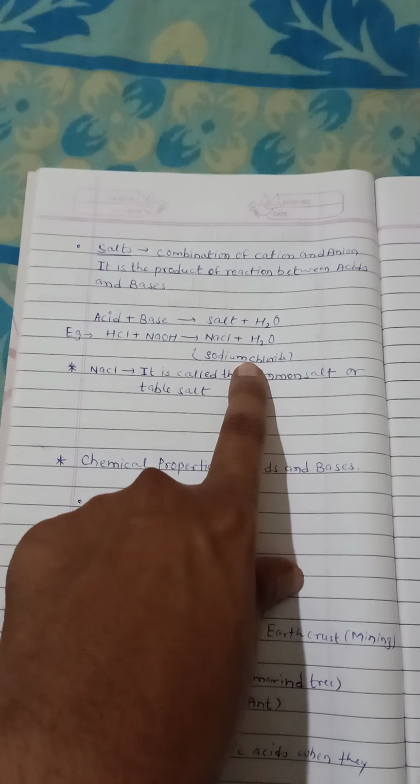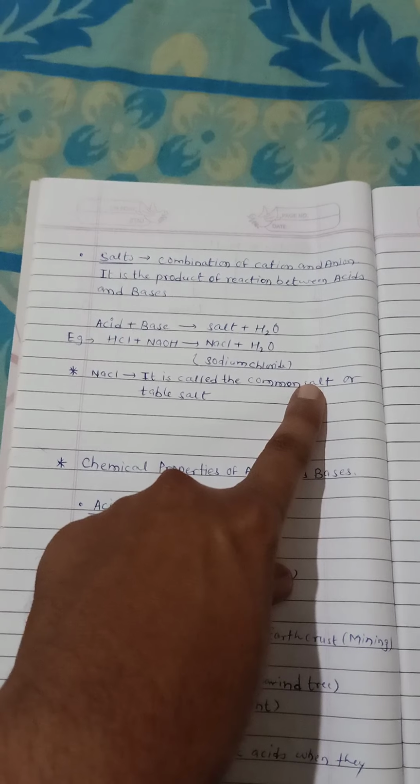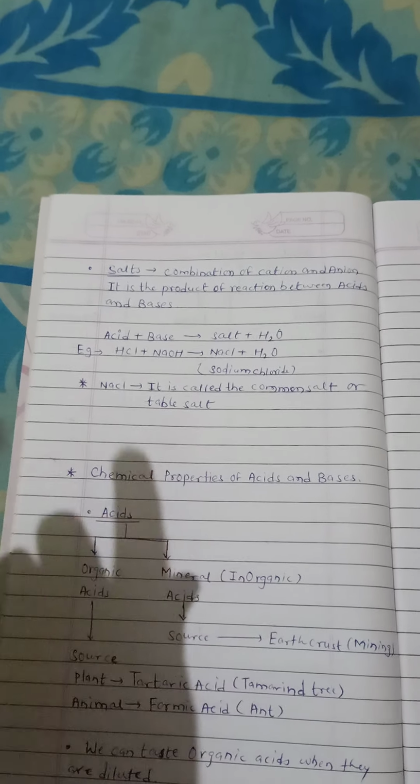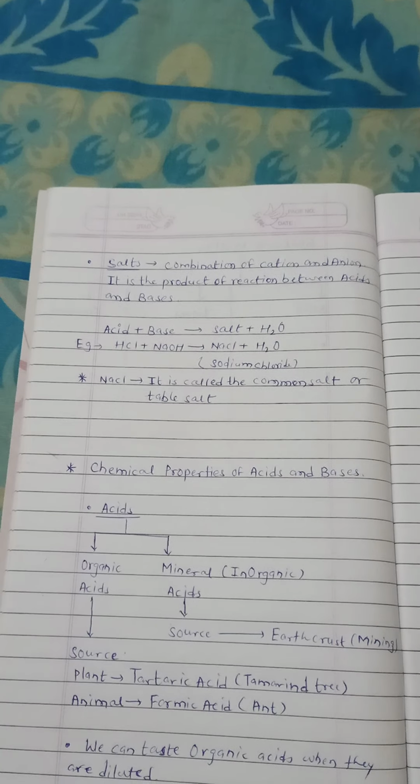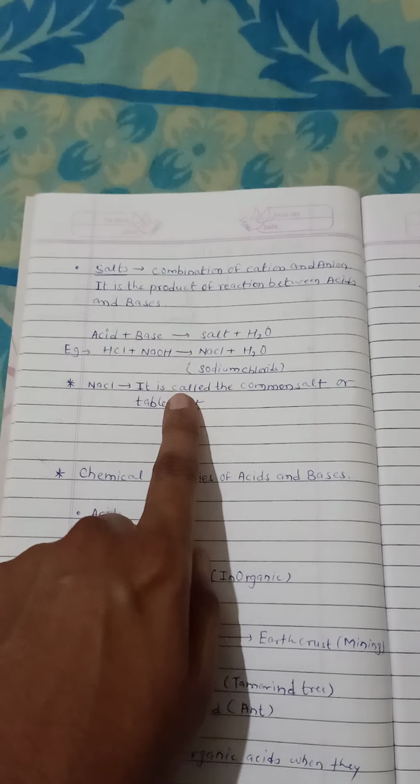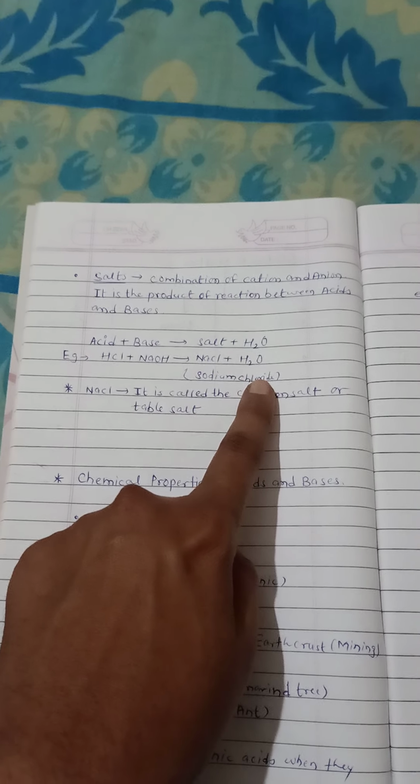NaCl is also called what? It is also called common salt or table salt, which we use in our day-to-day life. In our kitchens, we use this particular salt, that is table salt or common salt. It is also called sodium chloride, NaCl.